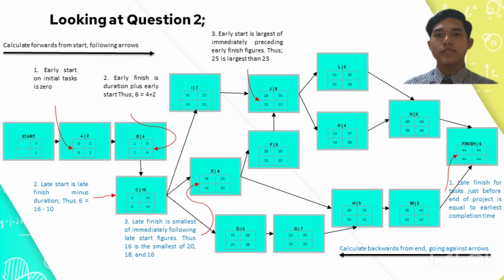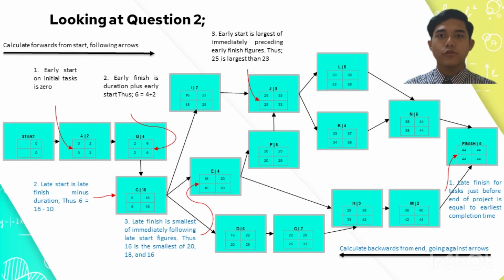Next, move to task J. It has 2 choices of early finish to be the early start for task J: 23 of task I and 25 of task F. Early start is the largest of the immediately preceding early finish figures. Thus, 25 is larger than 23.